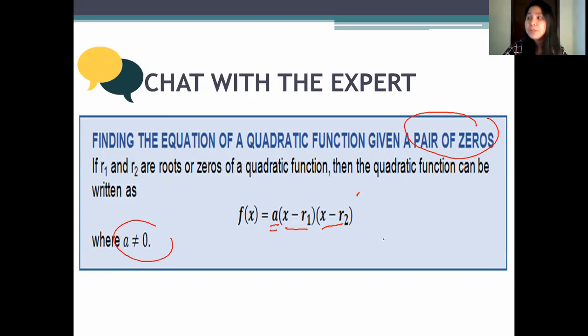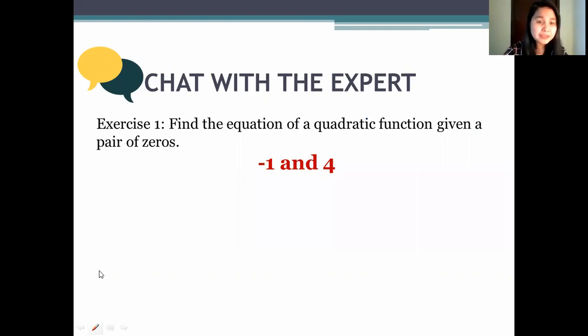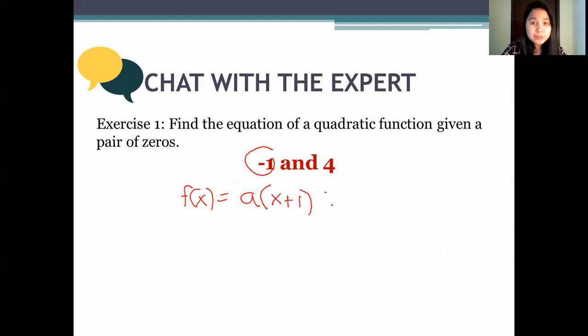Then we need to multiply this to come up with the standard form. Let me start. Ready? Let's have the first example. Let's find the quadratic function, the equation, with a given pair of zeros, -1 and 4. So we have f of x equals a times x, the opposite of this, because minus, right? So plus 1. How about the other? X, the opposite of this, minus 4.